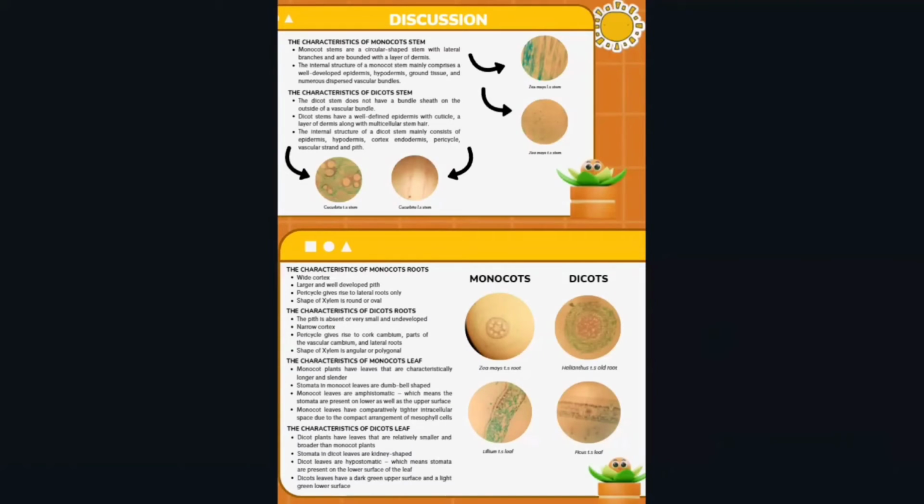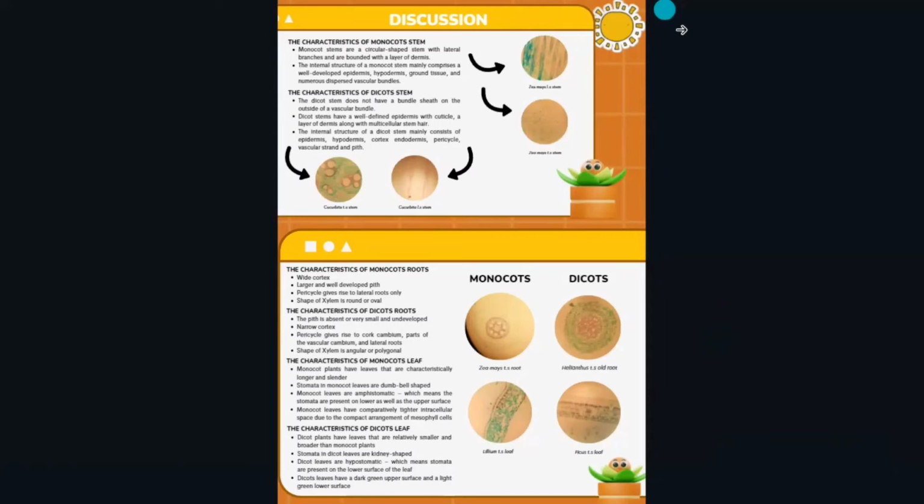So here we got the monocot tissue plants that are Zea mays root and Lilium TS. We got one monocot tissue plant for the leaf, Lilium TS leaf.